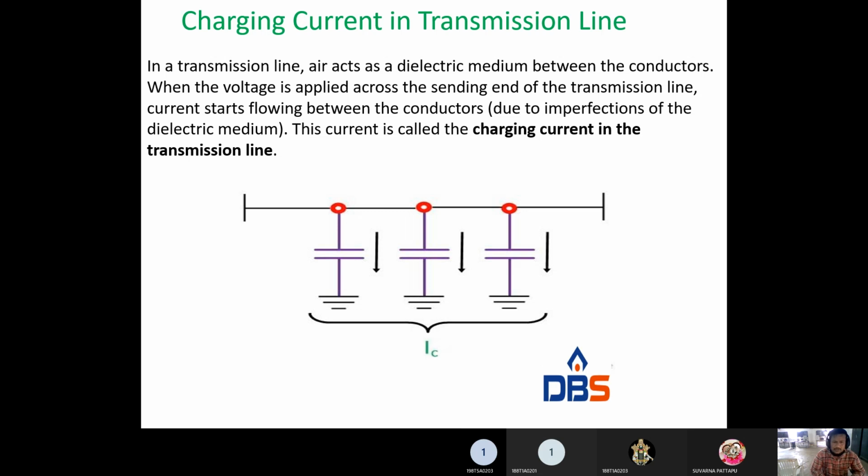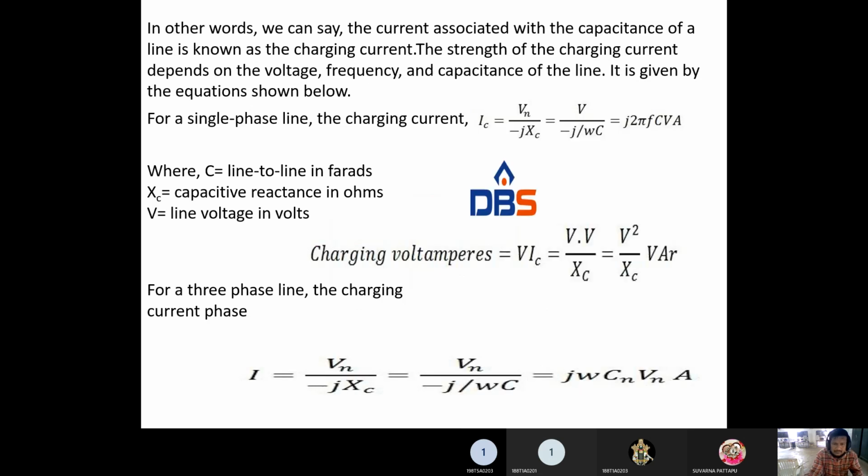So look at the figure. In a transmission line, the air acts as a dielectric medium between the conductors. So when the voltage is applied across the sending end of the transmission line, current starts flowing between the conductors. Due to the imperfectness of the dielectric, the current flowing through the capacitor is called charging current. Because of this charging current, the receiving end voltage is greater than the sending end voltage.